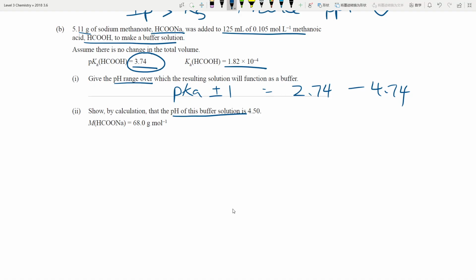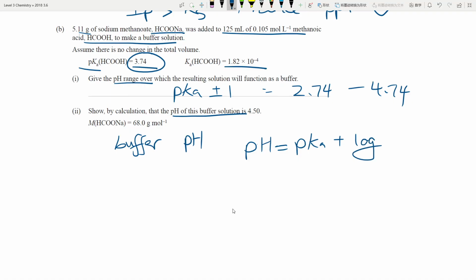Next part, calculation. The pH of this buffer is 4.50. Okay, so this is where you need to use the buffer calculation. So how do we do the buffer pH? This is where you can use one equation or the other. I personally like, because we got given the pKa, using pH equals pKa plus log base over acid. So show the calculation, so the final answer is 4.50, but we're not supposed to know that.